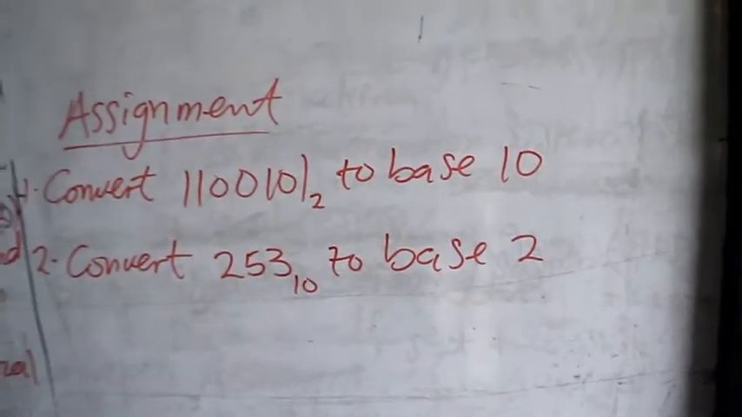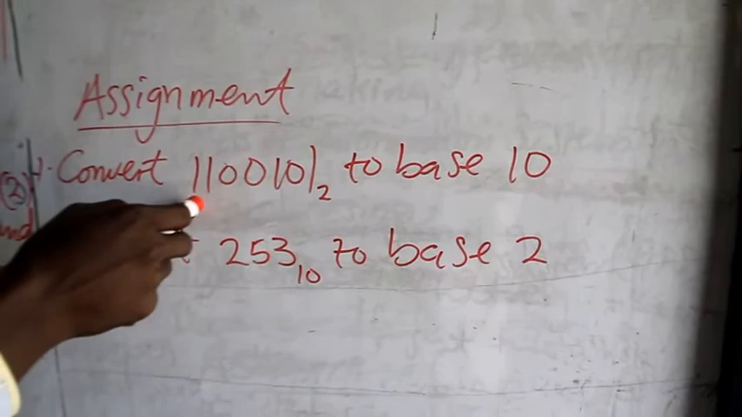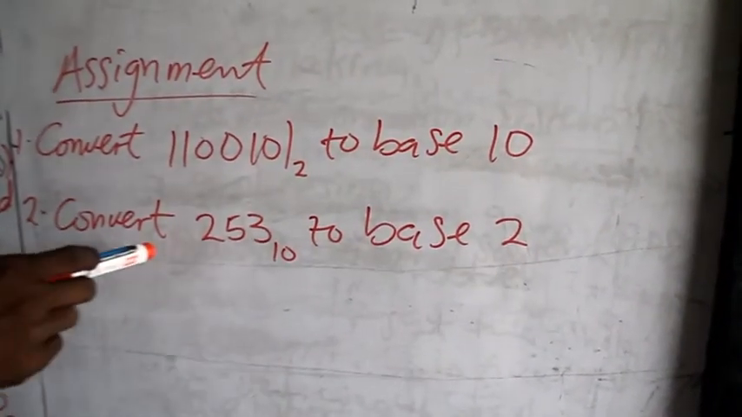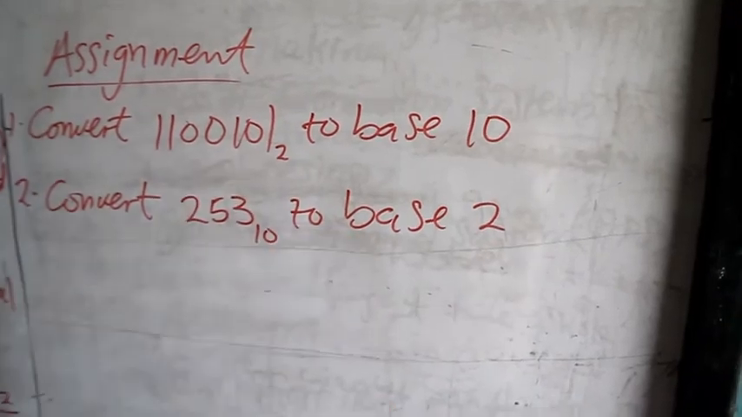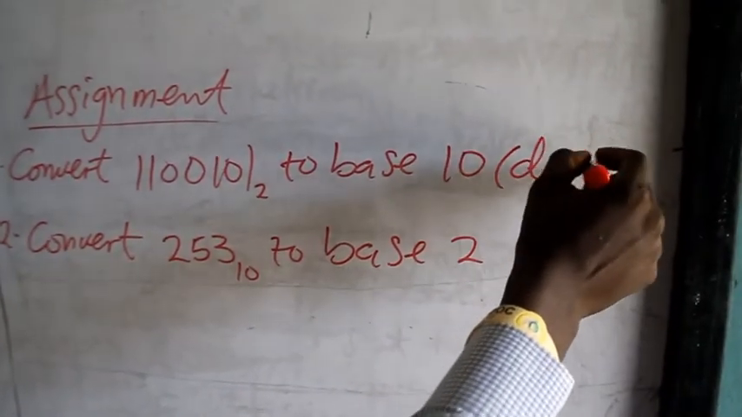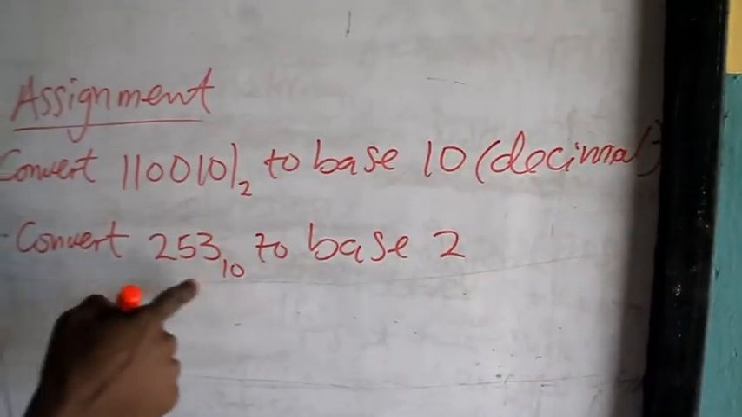Then we have an assignment here that you should go and check out. In the assignment you are going to convert the binary number 11000101 to base 10, and convert 253 base 10 to base 2. So the first one means we are converting from binary to decimal, and this one we are converting from decimal to binary.